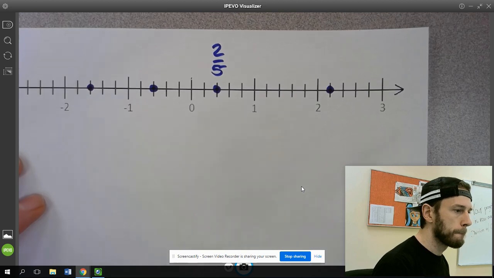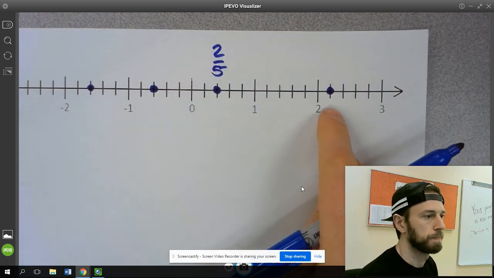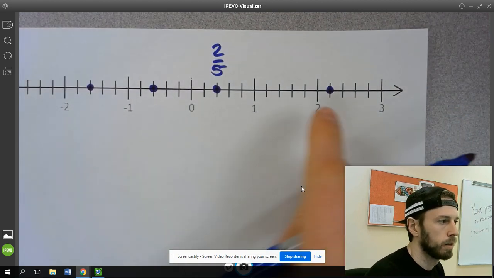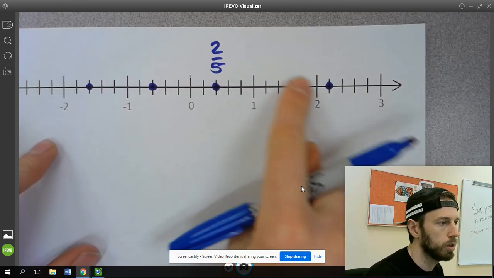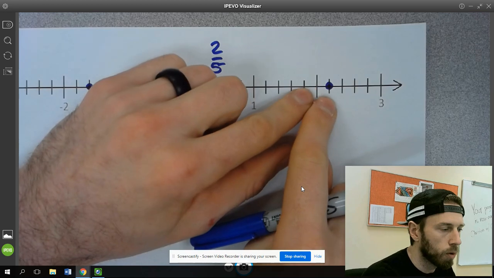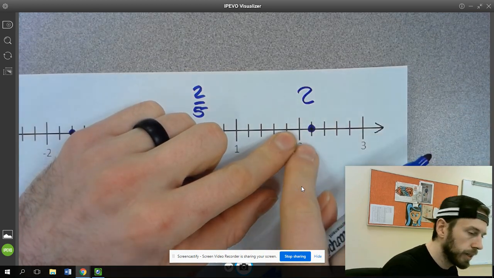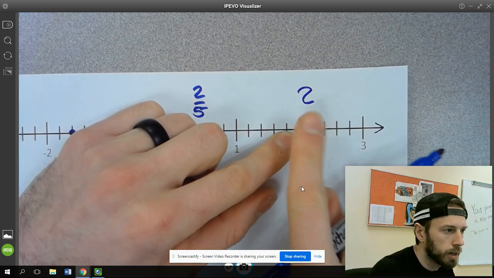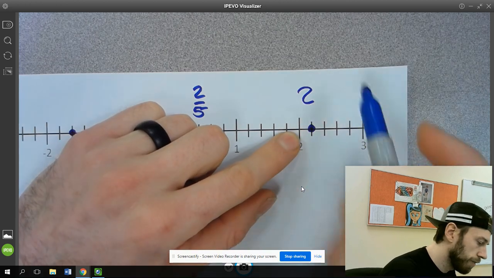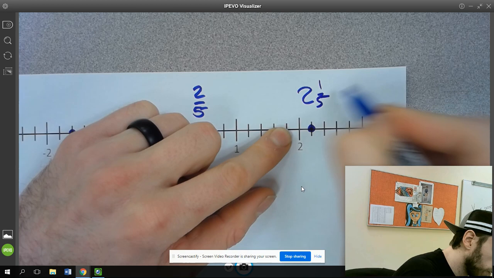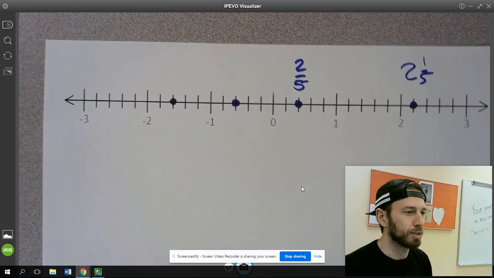How about this one down here? This one is past 1, past 2. So we go 1, 2, and a little bit more, right? So it will be 2 and then a little bit more. And we already know this is cut into 1, 2, 3, 4 fifths. So it'll be 1 and 1 fifth, right? Or 2 and 1 fifth. Right there. So if you got 2 and 1 fifth there, excellent job.